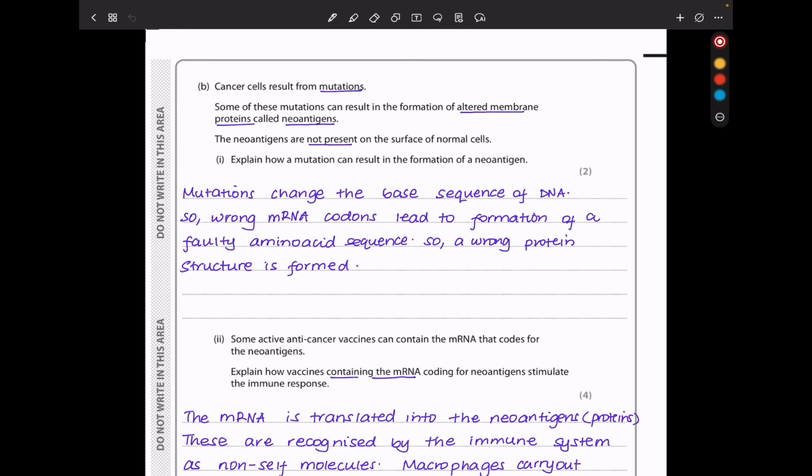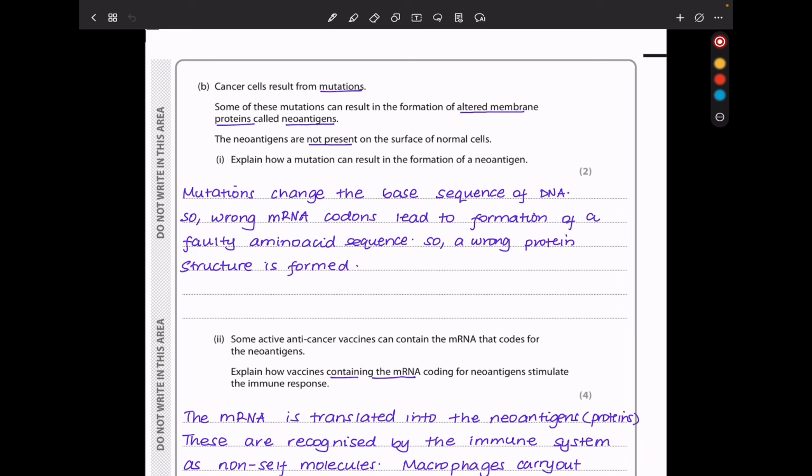Explain how a mutation can result in the formation of neoantigens. Now, these neoantigens are proteins, so if there is a mutation in the DNA, that is going to be transcribed into messenger RNA, which is going to be used to form a polypeptide chain. That polypeptide chain is going to have different amino acids at different locations, changing or altering the protein produced.